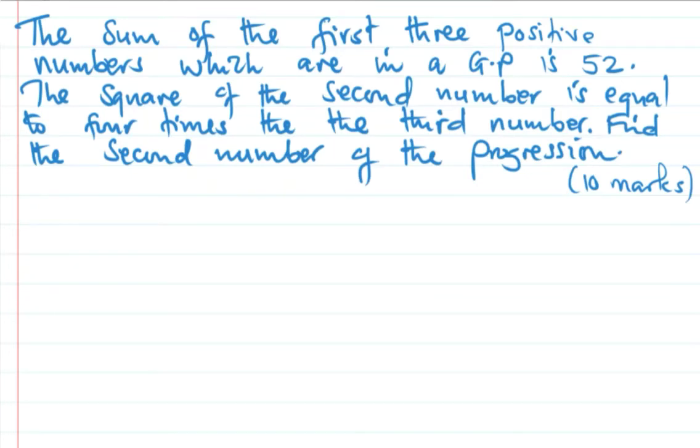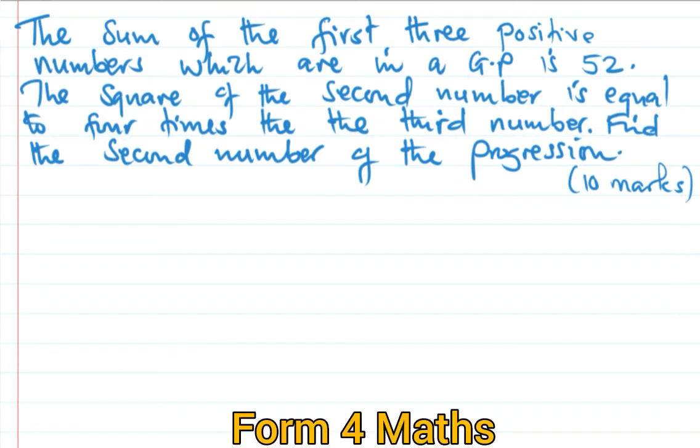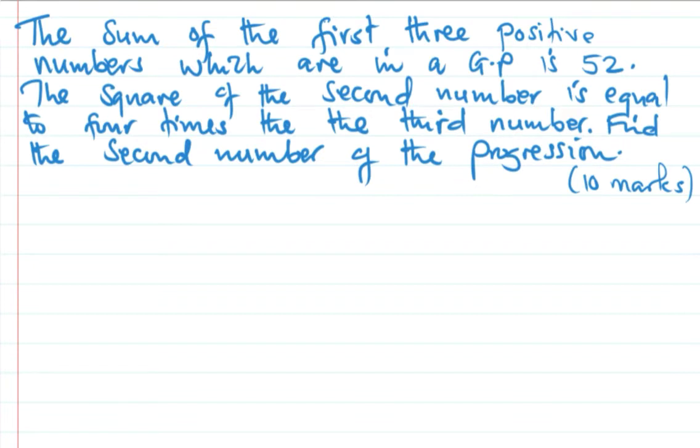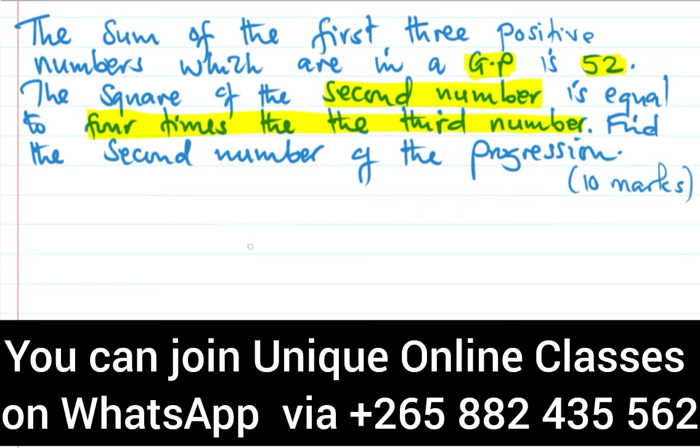Let's see the solution of this problem. It's about a geometric progression. The question reads: the sum of the first three positive numbers which are in GP is 52. The square of the second number is equal to 4 times the third number. We should find the second number of the progression.